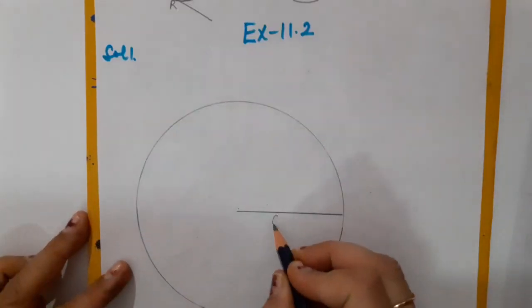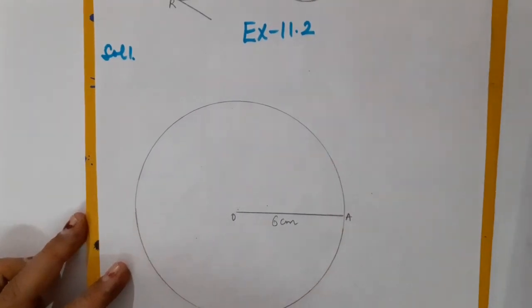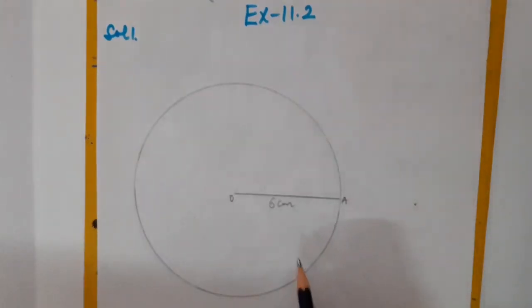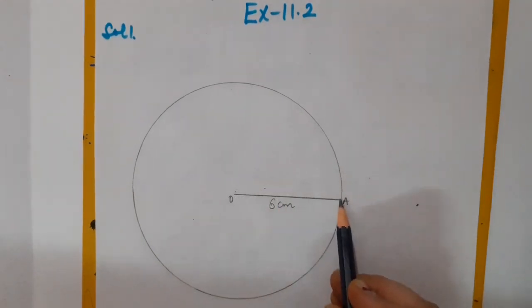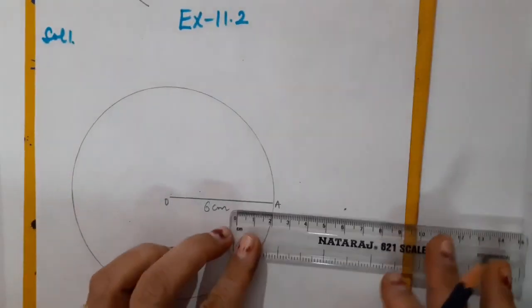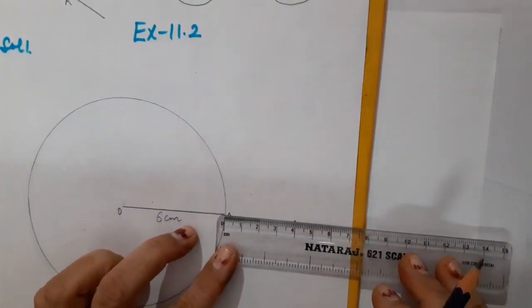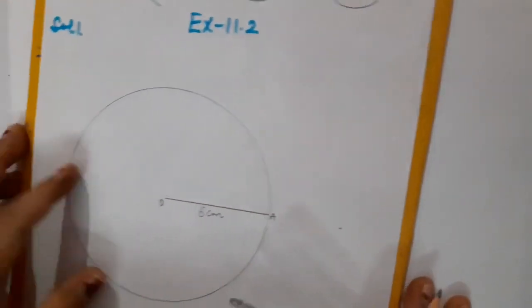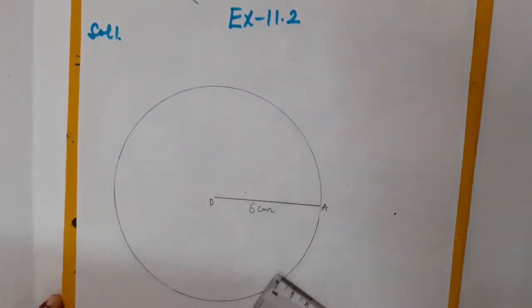Here I have drawn a radius of 6 cm. Now we have been asked in the question about a point 10 cm away from its center. Here this is 6 cm distance, so let us take 4 cm more on either of the sides. Here you can see that I have taken 4 cm extra. So this complete distance must be equal to 10 cm.